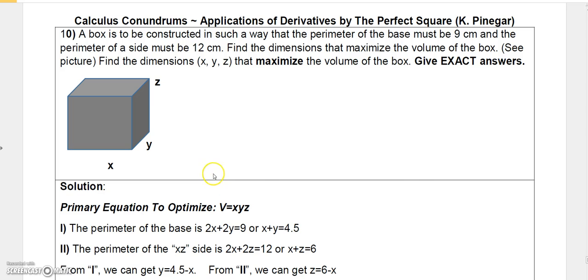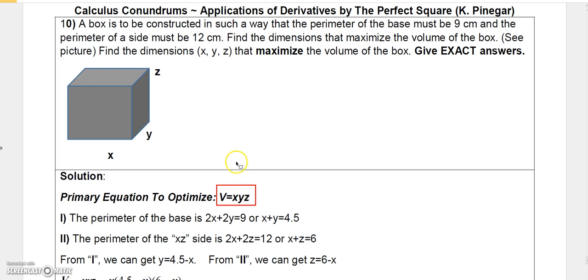Okay, so now we know the primary equation we want to optimize is the volume, and the volume would just be x times y times z. Now, but we know the perimeter of the base has to be 9. So 2x plus 2y has to be 9, which can be simplified to x plus y equals 4.5. And then the perimeter of the xz side, that would be this side, that has to be 12. So 2x plus 2z must equal 12, or x plus z must equal 6.